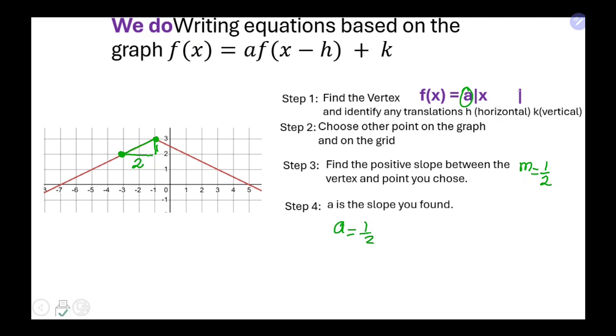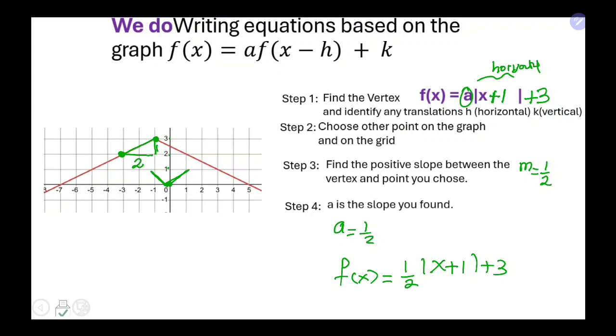Now, inside these bars goes the horizontal shifting. So I know that my vertex at the origin, the parent function, was (0, 0). It went to the left. If it is to the left, it's a positive 1. And it went up 1, 2, 3. Up is positive. So now I have the whole equation. That will be the function f of x is 1/2 absolute value of x plus 1 plus 3.